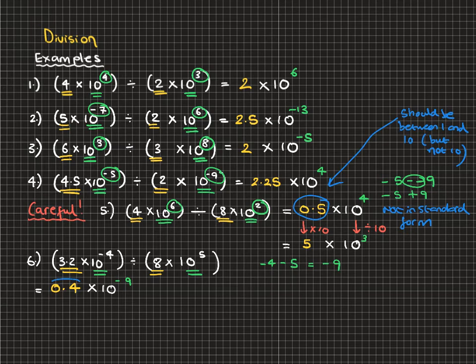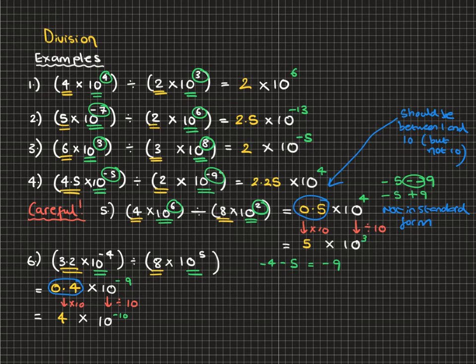And again, we have the same problem. The first part of this is not between 1 and 10. Well, how do you convert 0.4 into a number between 1 and 10? You multiply it by 10. So it becomes 4, which means we need to divide this part of the number by 10 to balance it out. So what happens? You've got 10 to the negative 9, you divide by 10, it's going to become 10 to the negative 10. And again, I refer you back to that list of powers we wrote down of 10.